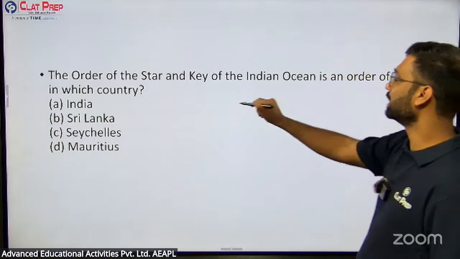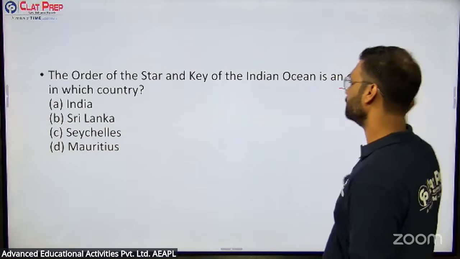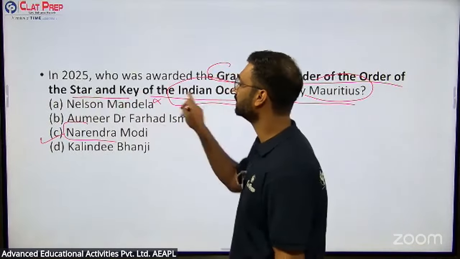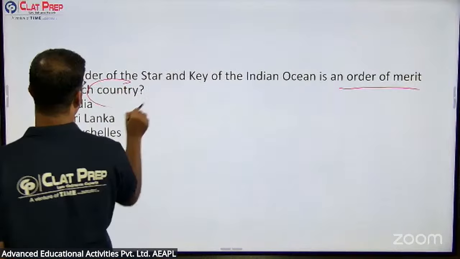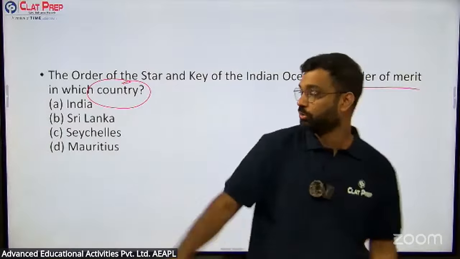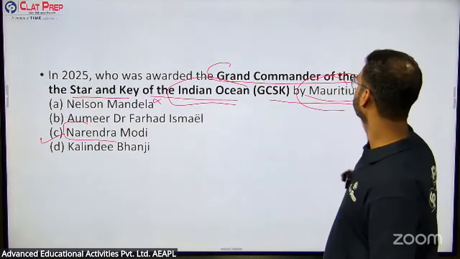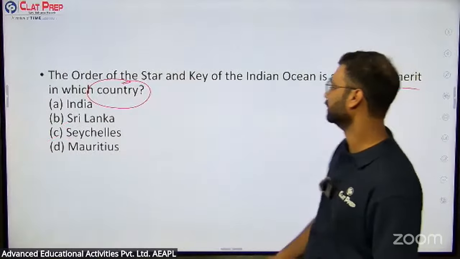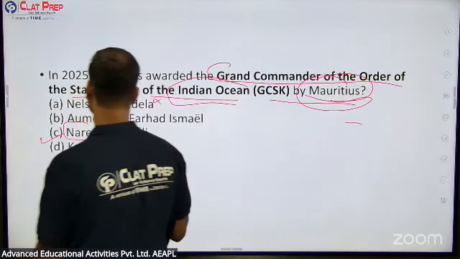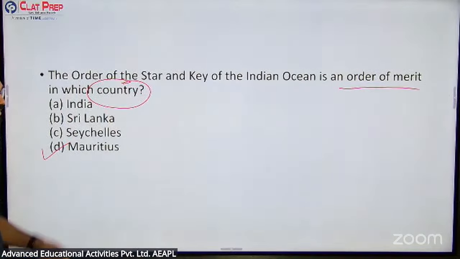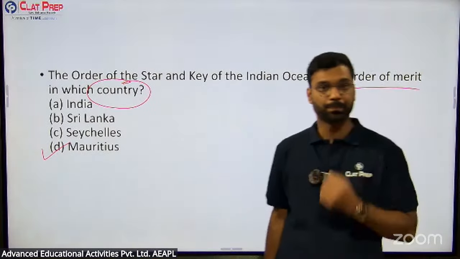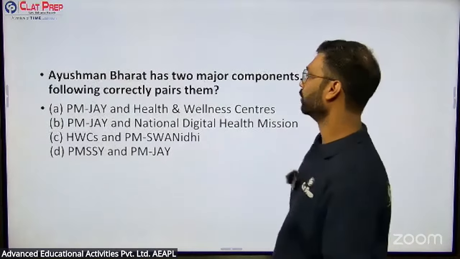The Order of the Star and the Key of the Indian Ocean is an order of merit in which country? You have to tell me which country gives the award. Now, if you see both these questions in the paper, you can guess the answer from here. The answer is in the previous slide only. The answer is Mauritius, as mentioned in the previous slide. All right, moving on to the next question.